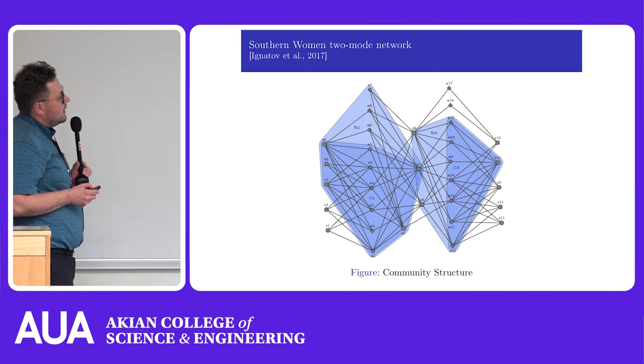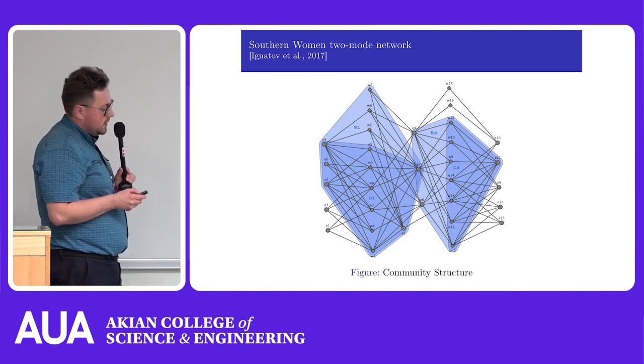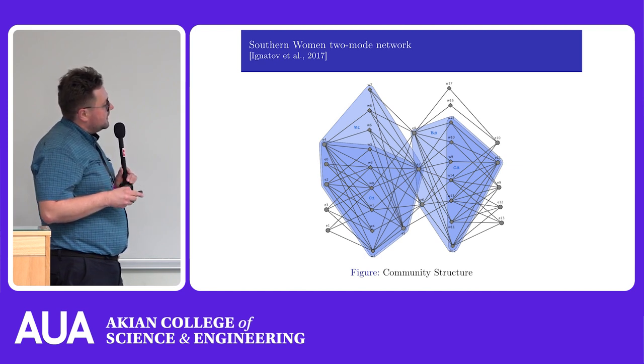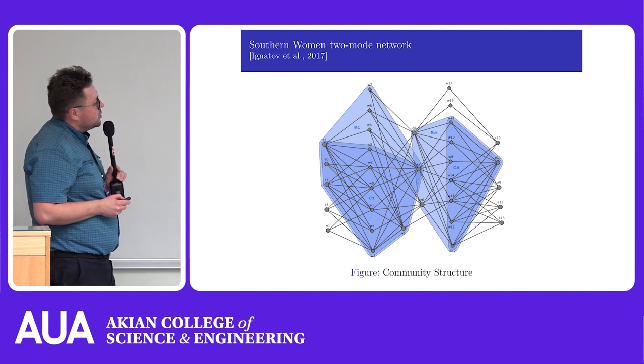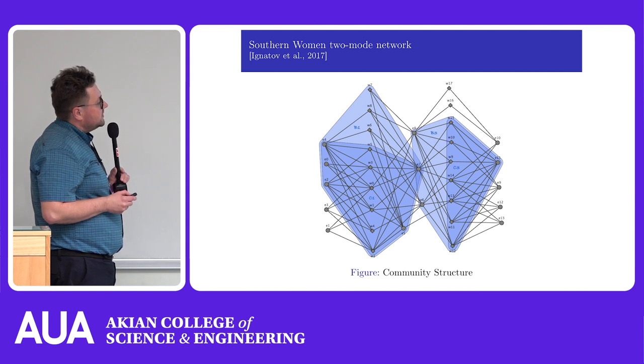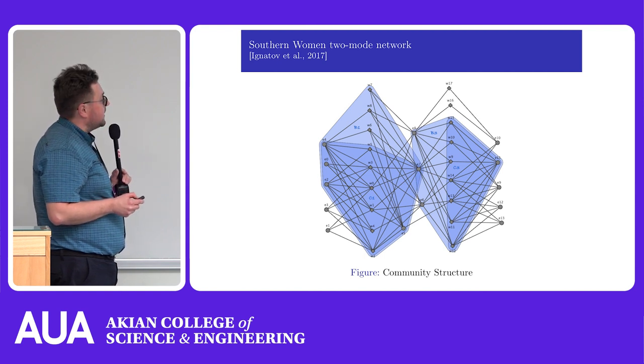And we applied biclusters here and compared it with cliques as communities. So you can see that biclusters sometimes can capture larger groups than cliques due to their sparseness.